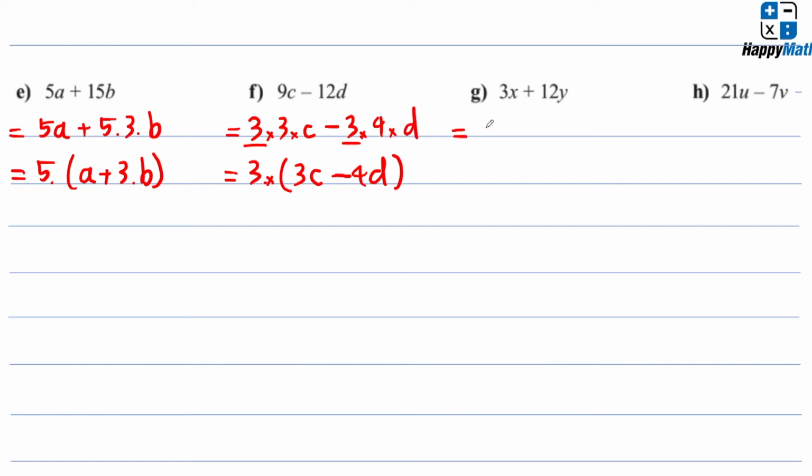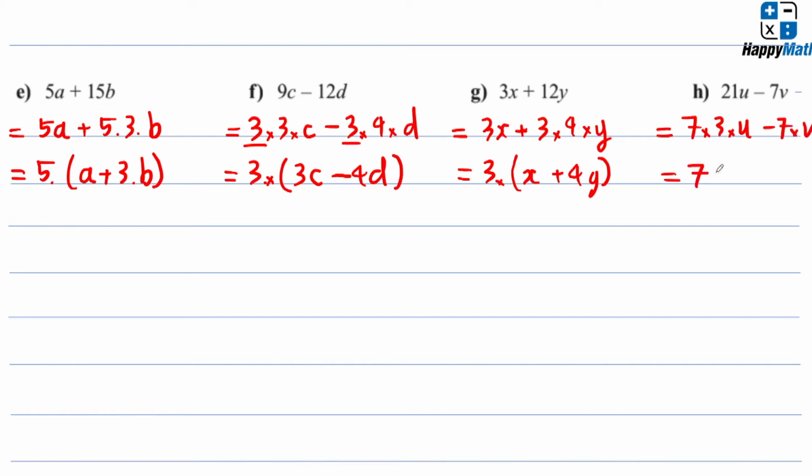And question G, you have 3x and 12, very easy. 12 is equal to 3 multiplied by 4 multiplied by y. Take 3 outside, 3 is a common factor, x here plus 4y, like this. So we're done. And how about this one? 21u and 7v. 21 is 7 multiplied by 3, u minus 7 multiplied by v. The common factor is 7, and when I take 7 outside, inside you get 3u minus v like this.